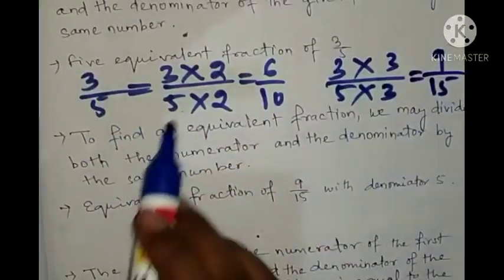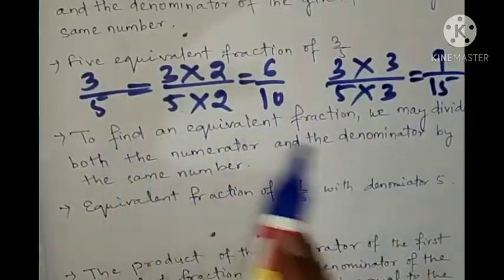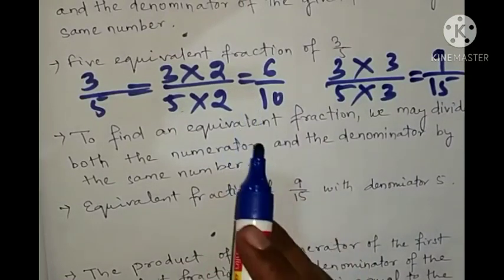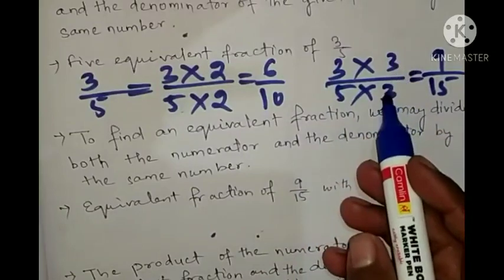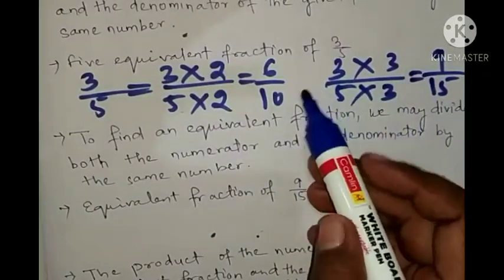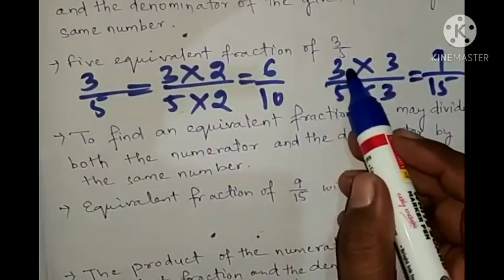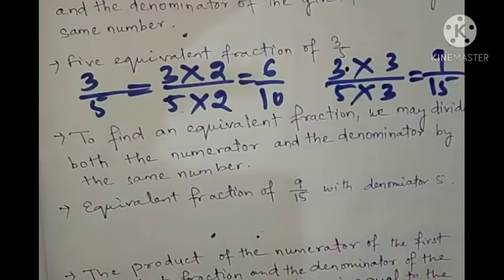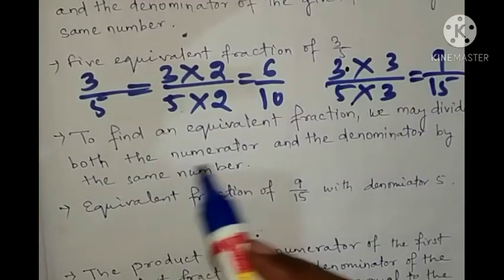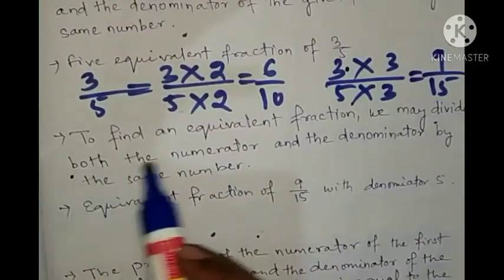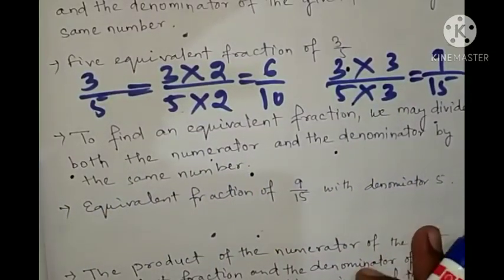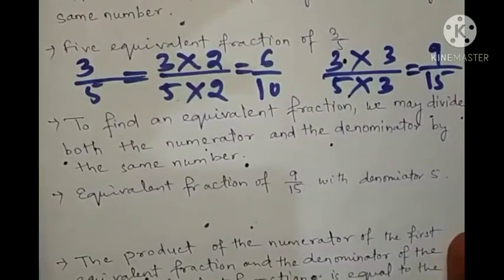Like that, I have found 2 equivalent fractions. Like that, you can find the 5 equivalent fractions. You can multiply by 3, 4, 5, any number. Okay, whichever number you choose, you will multiply to both the numerator and denominator. Another thing is there, another process you can find equivalent fractions. You may divide both numerator and denominator by the same number. If you are dividing both numerator and denominator by the same number, you will get an equivalent fraction.